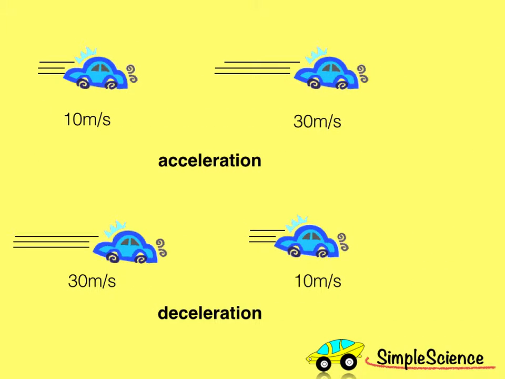And here are two diagrams to show this. Acceleration can occur when you increase speed from 10 meters per second to 30 meters per second. And you can also decelerate when your speed goes from a higher speed to a lower speed. Now that is completely common sense.